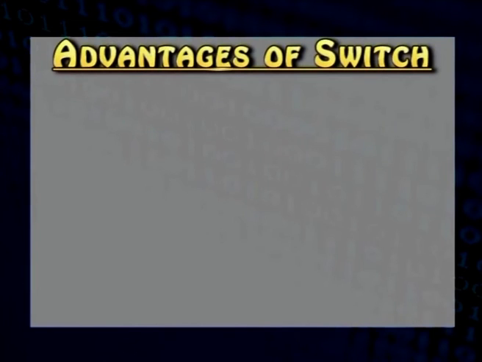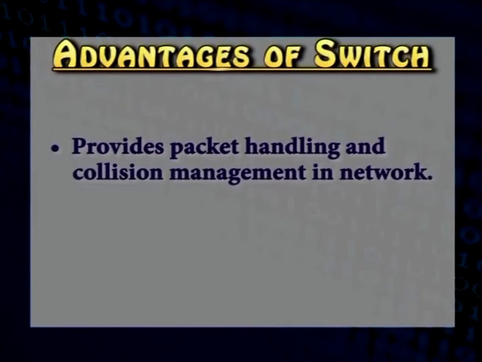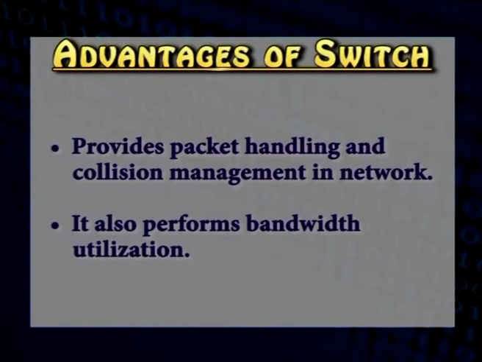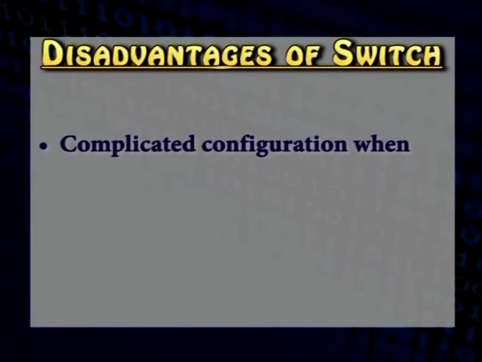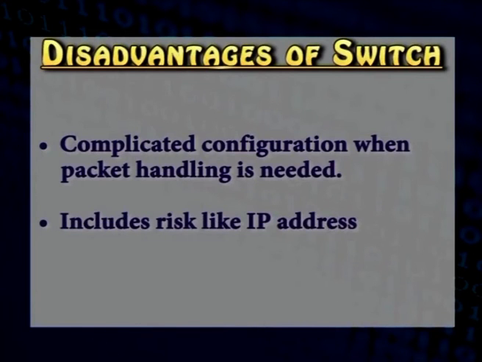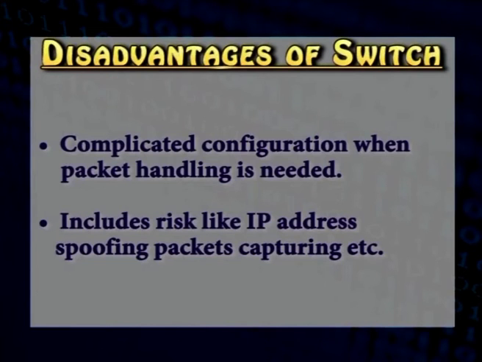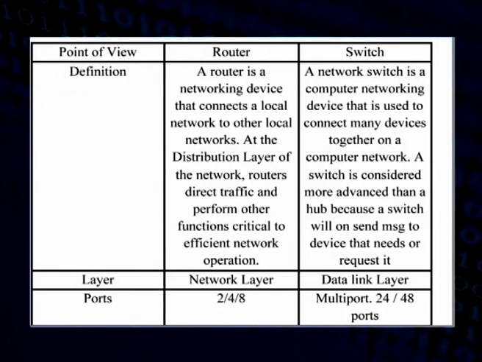Advantages of switch: they provide packet handling and collision management in the network. It also performs bandwidth utilization. Disadvantages of switch: they have complicated configurations when packet handling is needed, including risks like IP address spoofing, packet capturing, etc. Difference between router and switch. This is the table which shows the difference between these two devices.